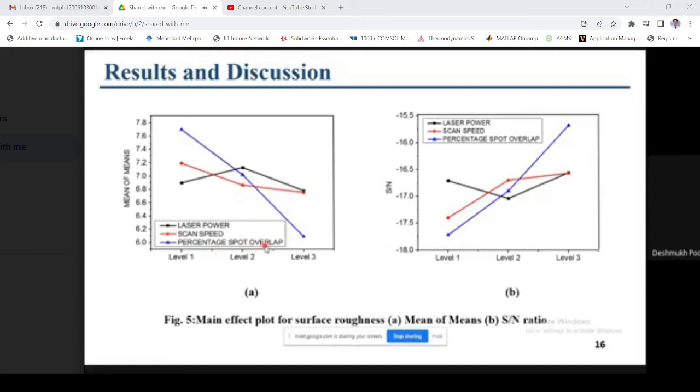Next is the percentage spot overlap. When the spot overlap is less, there is more gap between the two scanning lines, and hence the laser energy is not enough to properly melt the material, and there won't be proper remelting. Hence when we go for a higher spot overlap, there will be enough energy, hence proper remelting of the material, thus proper reallocation and distribution of the material. Hence a uniform surface is obtained at higher percentage spot overlap.